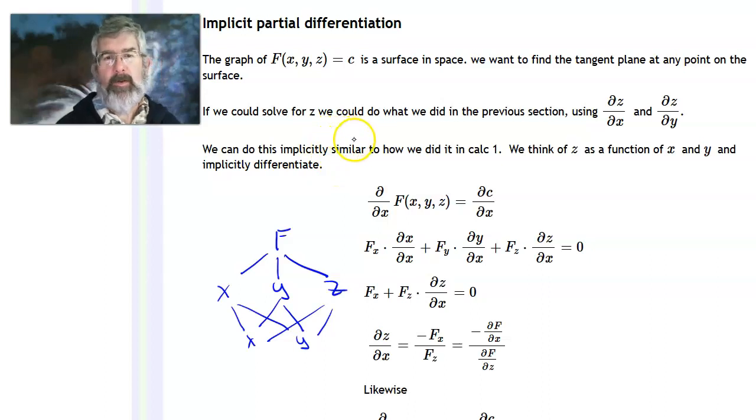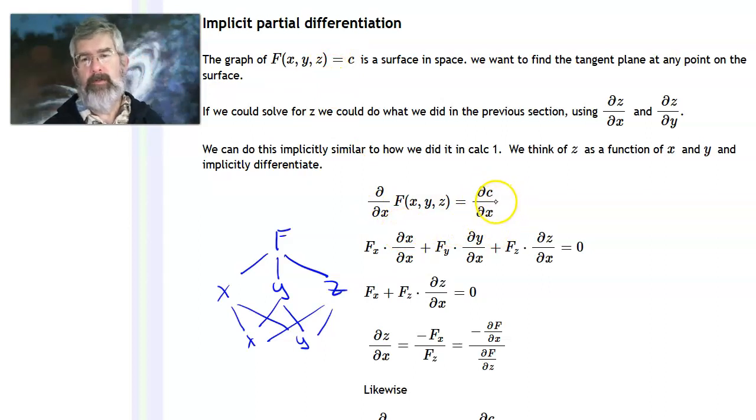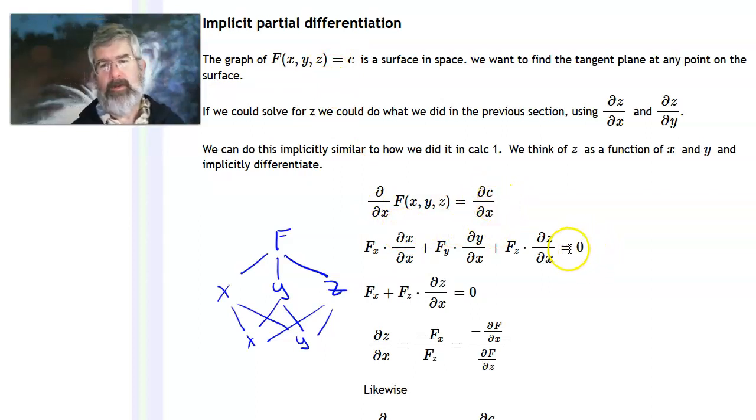This is going to be a little bit tricky because I have to consider things in two different ways. I'm going to first look to see if I can find the partial of z with respect to x. So I'm going to take the partial of both sides of this equation with respect to x. Now the partial derivative of a constant is 0, so that side's easy enough.